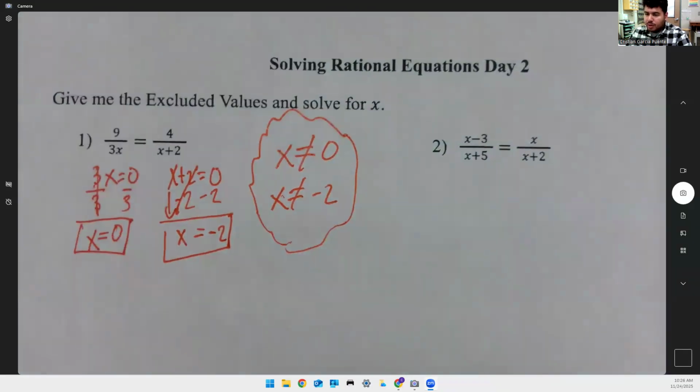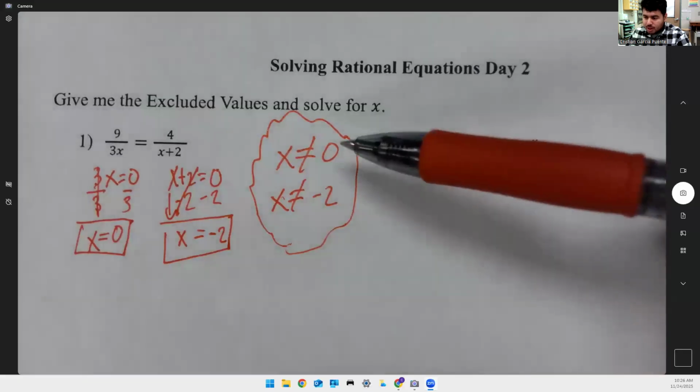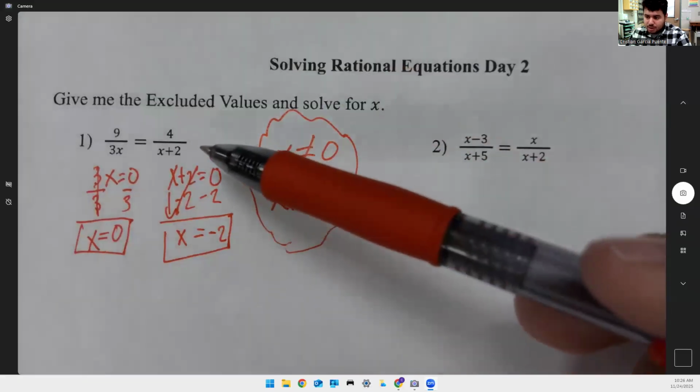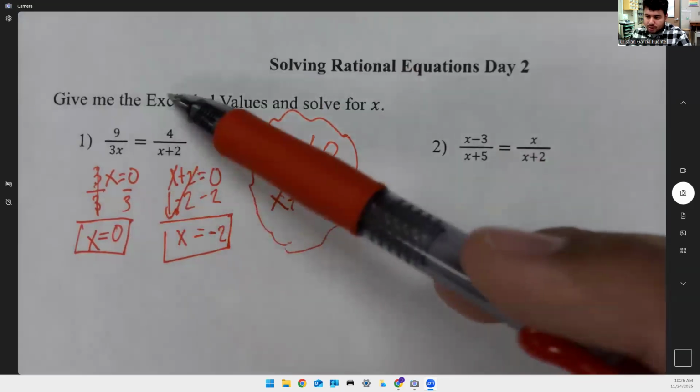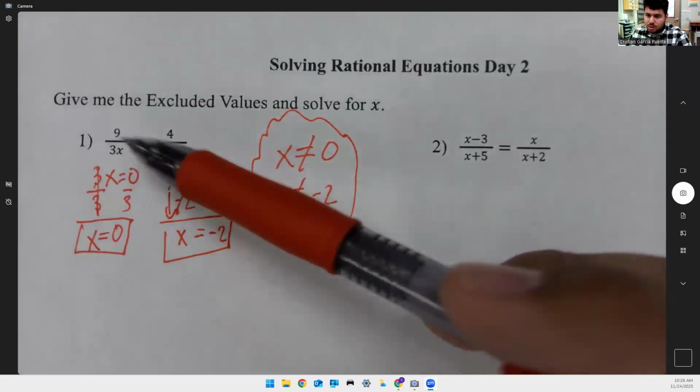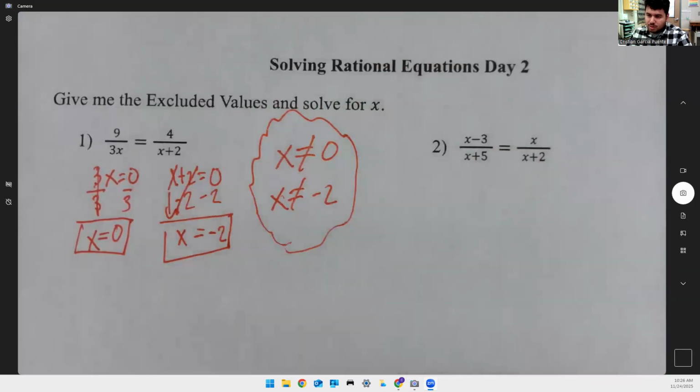And again, the reason why I put this line in between is because we don't want the denominator to equal 0. And when we solved for x, it gave us 0. So here, for example, x equals 0, 3 times 0 would give us 0, and we don't want there to be a 0 on the bottom. So again, your excluded values are just whatever makes the denominator equal to 0.